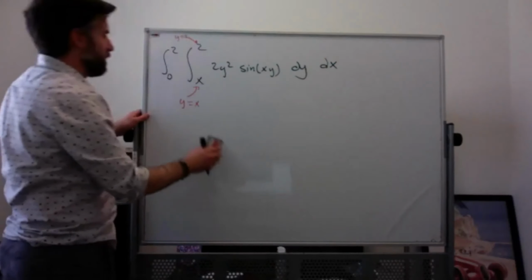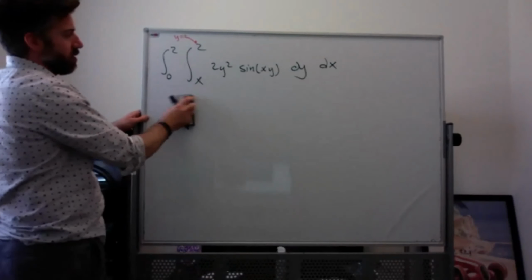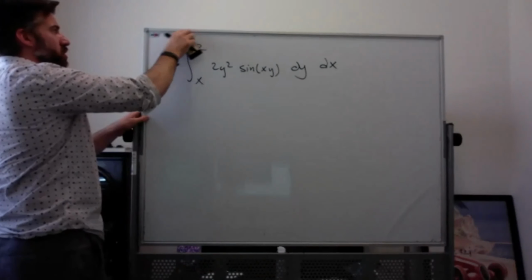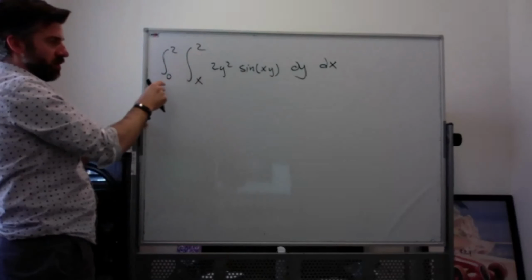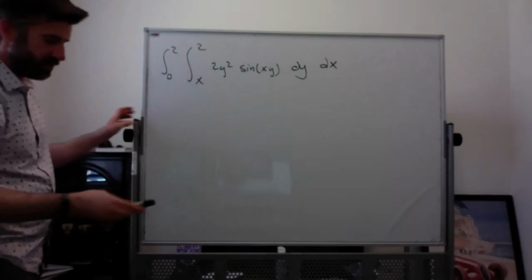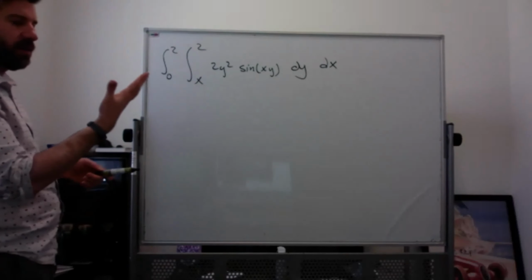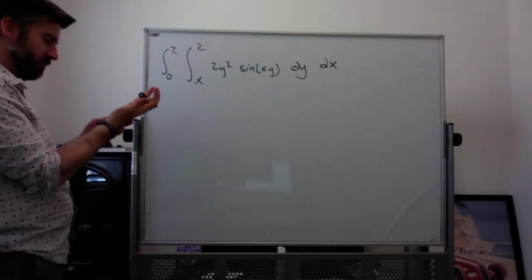So here, I want you guys to go ahead and draw the region of integration. Shouldn't be too terrible. You're drawing y equals x and y equals 2, and then you're going from 0 to 2 for the x's.